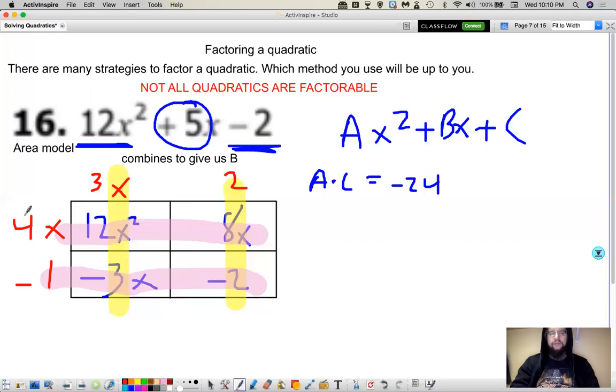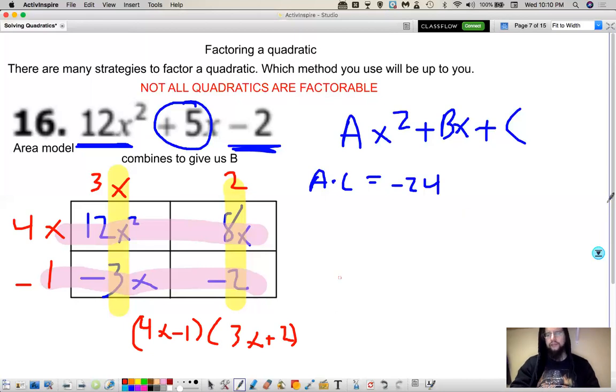So let's write these as factors. 4x minus 1, 3x. Now you're not going to just write 2. It's a positive 2, so you're going to go plus 2, and it's factored.